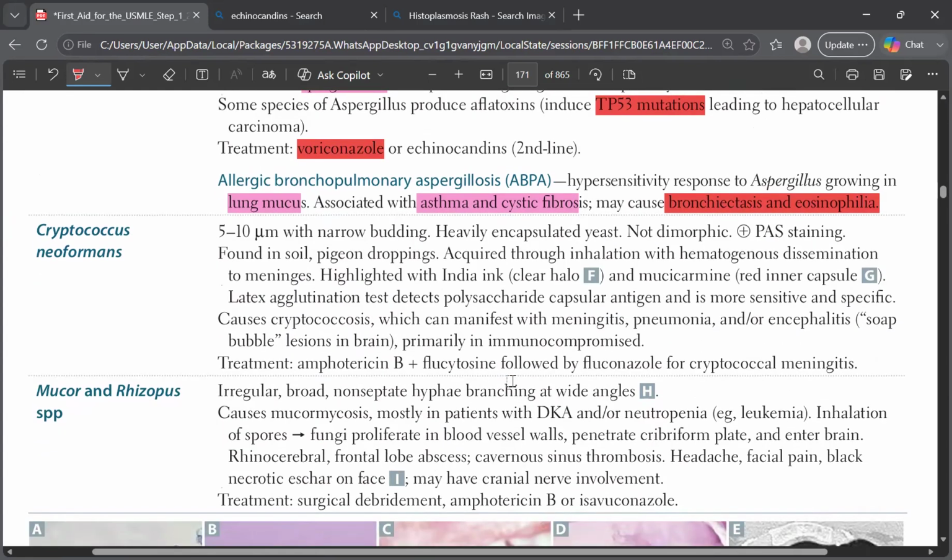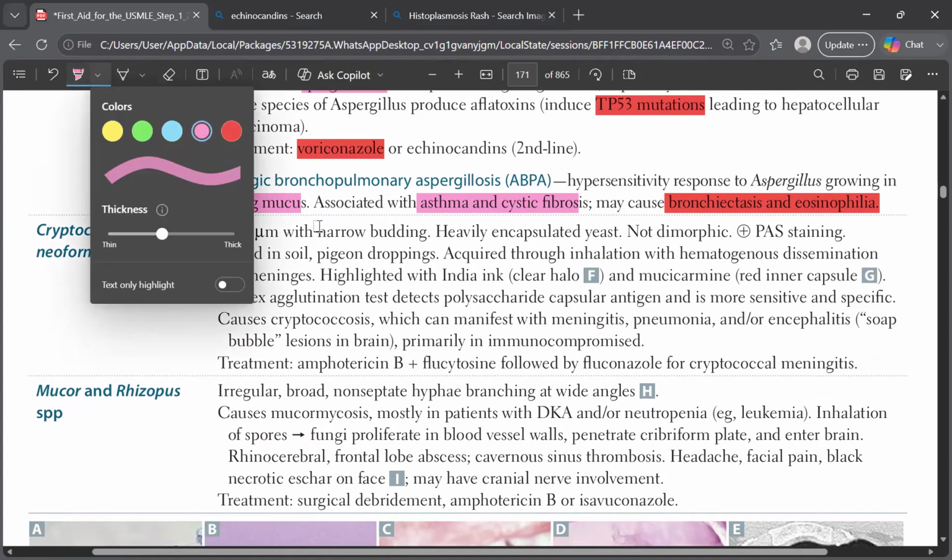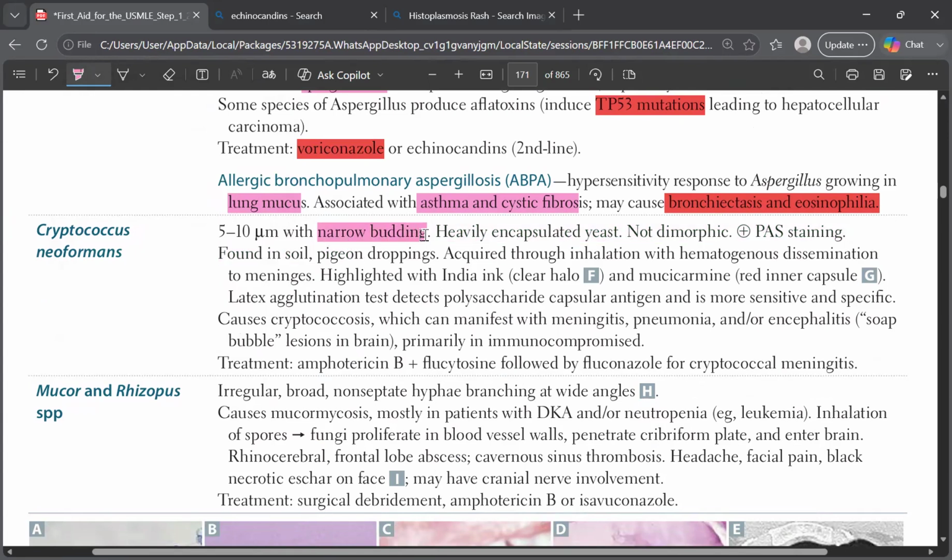Next is Cryptococcus neoformans, which is 5 to 10 micrometers with narrow budding. It is a heavily encapsulated yeast, and it is important to remember this point because this is the first yeast that is encapsulated. It is not dimorphic. It has positive PAS staining.